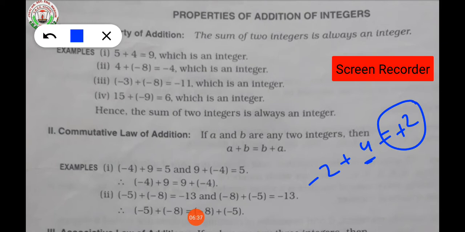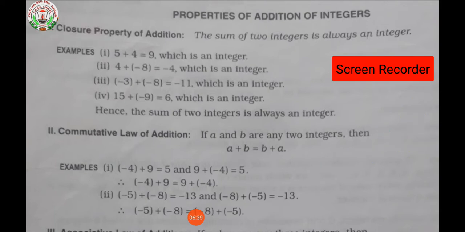Understood everyone? So here it is said that closure property: whatever the positive or negative numbers, when any two positive, any two negative, or one positive and one negative number are added, whatever answer we get, that answer is an integer itself. यह है इस प्रॉपर्टी का मतलब.